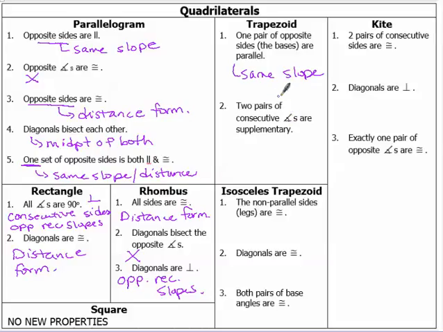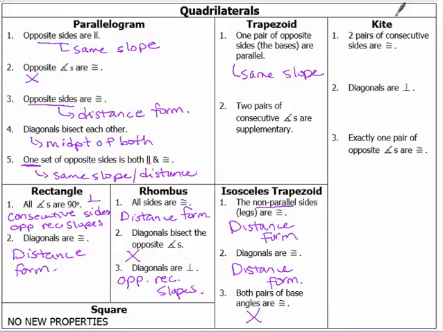Now, in order for it to be an isosceles trapezoid, those non-parallel sides have to be congruent. So I'm going to check the non-parallel sides using the distance formula and see if they're the same. Or I can check if diagonals are congruent, also using the distance formula. Both pairs of base angles are congruent. Once again, I'm not going to be able to prove that angles are congruent.